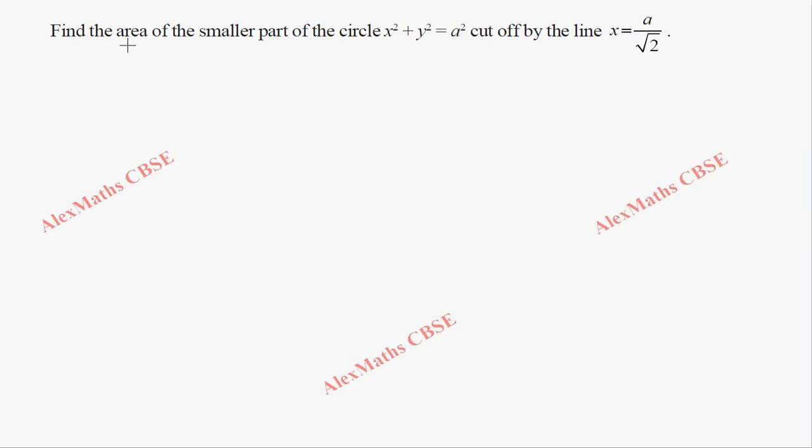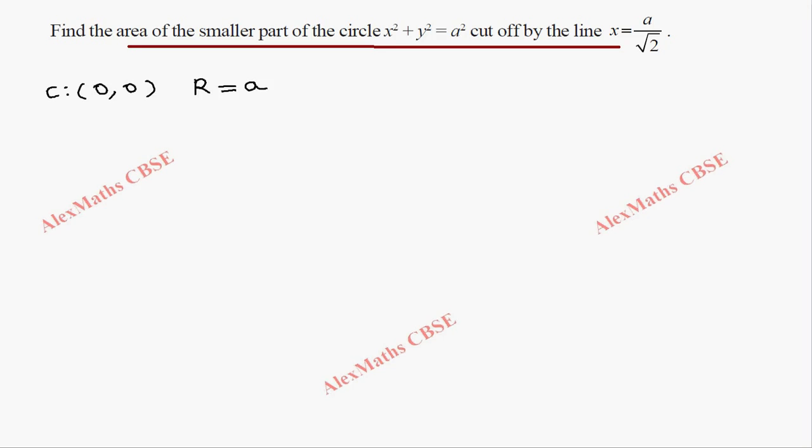In this video, we are going to find the area of the smaller part of the circle whose equation is x² + y² = a², which is cut off by the line x = a/√2. From the circle equation, we can know the center is the origin and the radius is a.